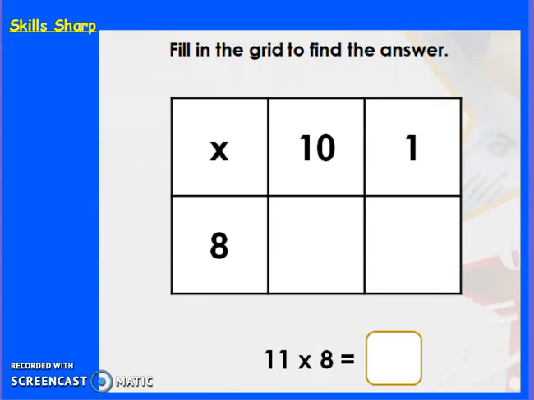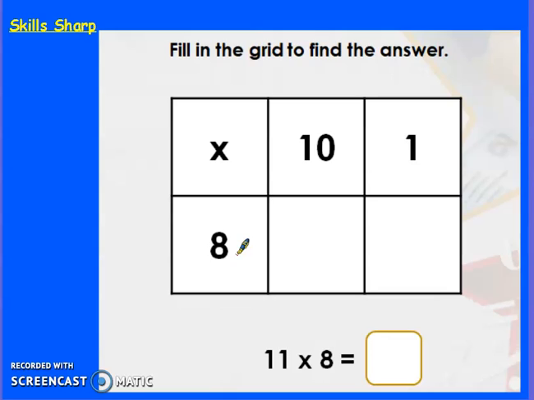To get our brains warmed up, we're going to have a go at multiplication using the grid method. We've got the calculation 11 times 8. We can do this by partitioning 11 into 10 and 1 and multiplying each of those numbers by 8 to find the answer.